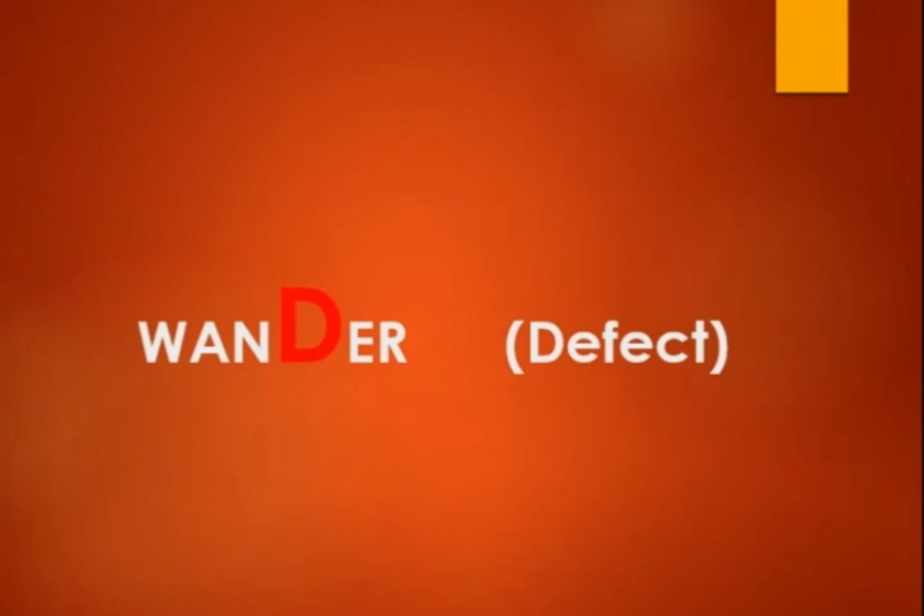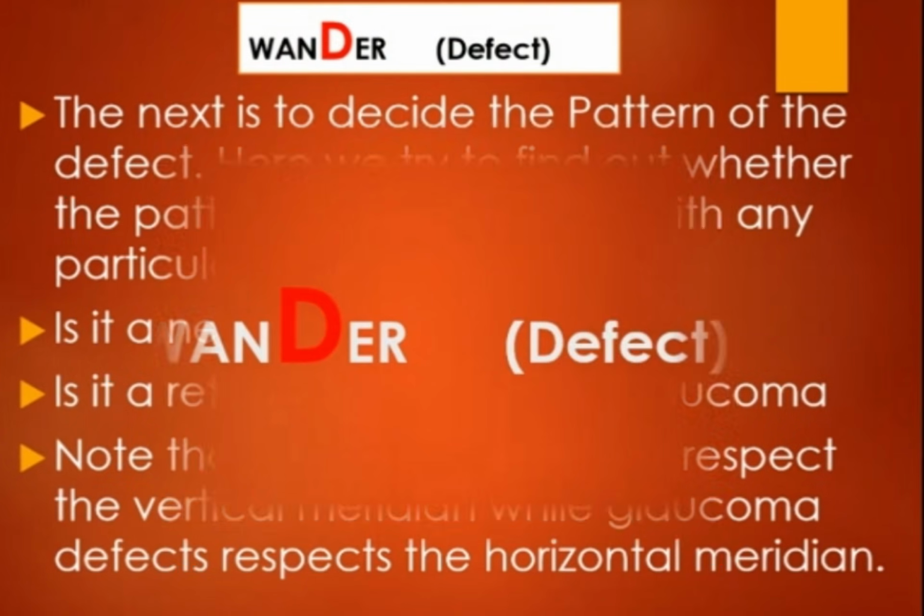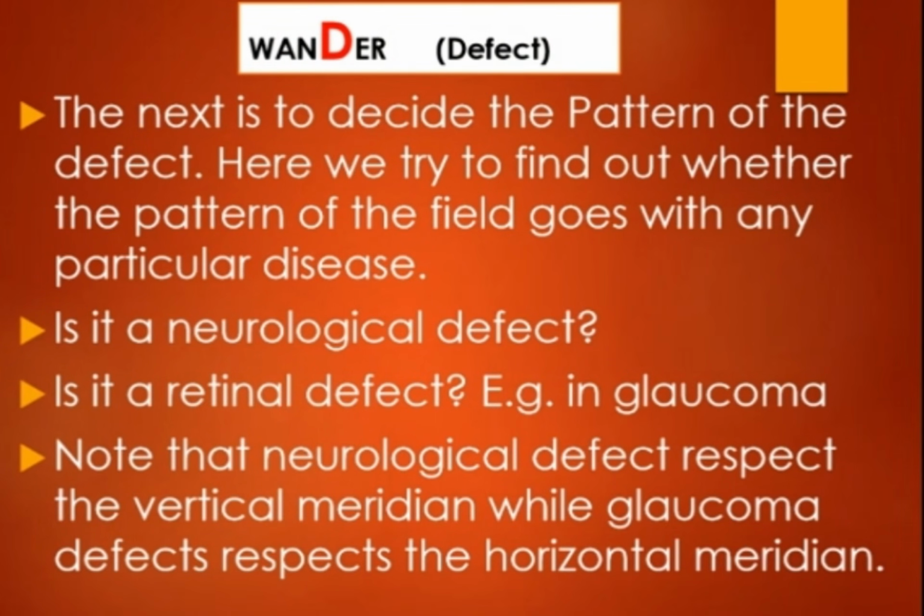So let's go over to the D. D means defect. So you check the fields and know the type of defects seen. So the next is to decide the pattern of the defects. Here we'll try to find out whether the pattern of the field goes with any particular disease. So you ask yourself if it is a neurological condition, or if it is a retinal defect, for example, glaucoma.